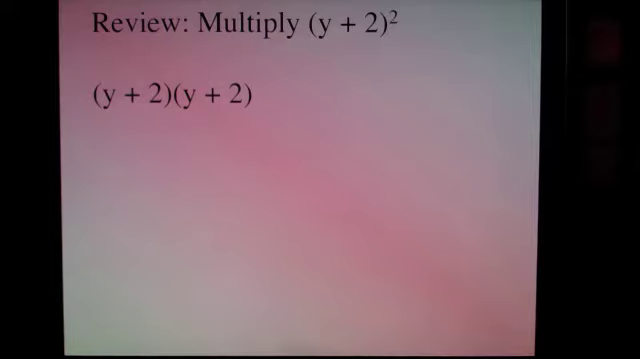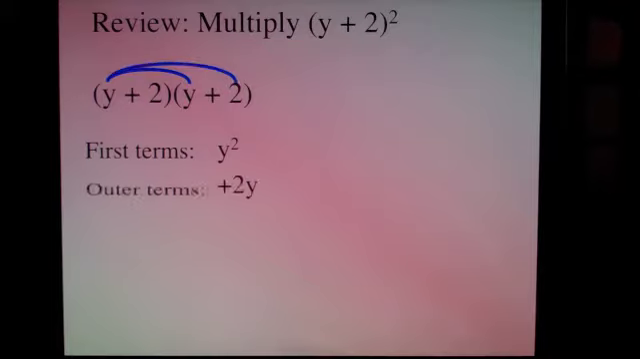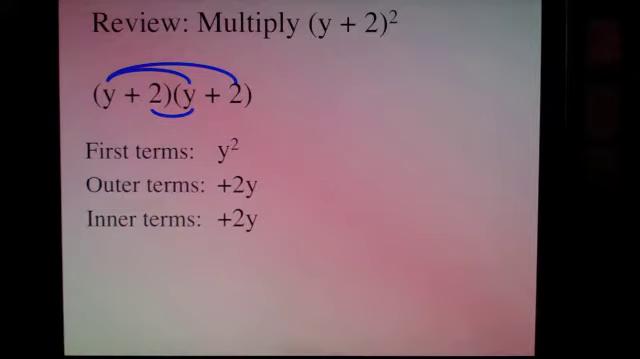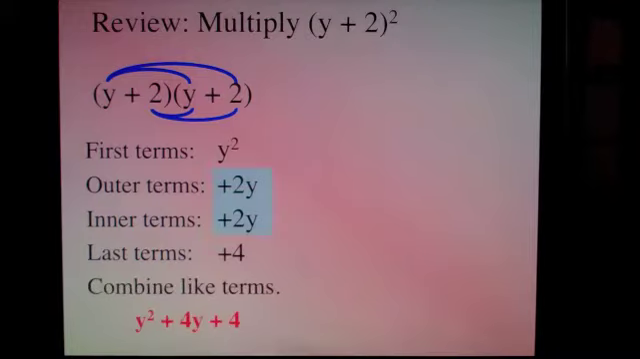So let's review initially y plus 2 squared. We can rewrite that as y plus 2 times y plus 2. We multiply the first terms, we get y squared. The outer terms, we get 2y. The inner terms, we get 2y. And then, of course, the last terms, and we get 4. 2 times 2 is 4. Now, we're going to combine terms, and when we do, we get y squared plus 4y plus 4.